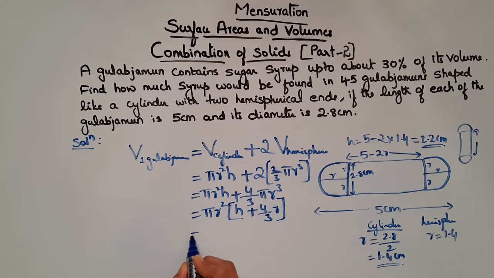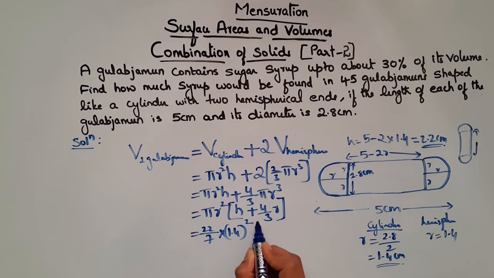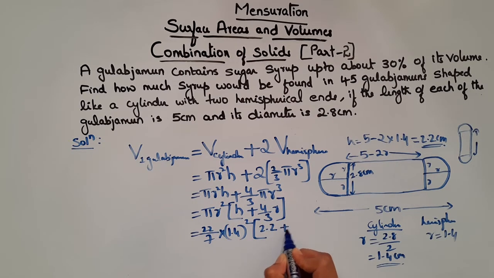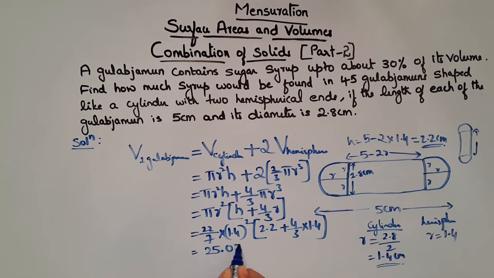So now let's substitute the values. Pi is 22 by 7 into r is 1.4, so 1.4 square into h is 2.2, so 2.2 plus 4 by 3 r is 1.4. So when you simplify this, this will give you 25.05 volume, centimeter cube. So now we got the volume of 1 gulab jamun. We'll see what is the volume of 45 gulab jamun.